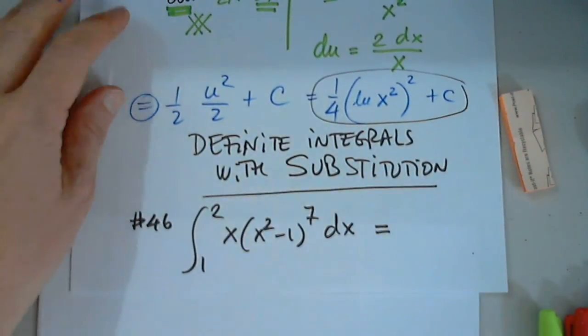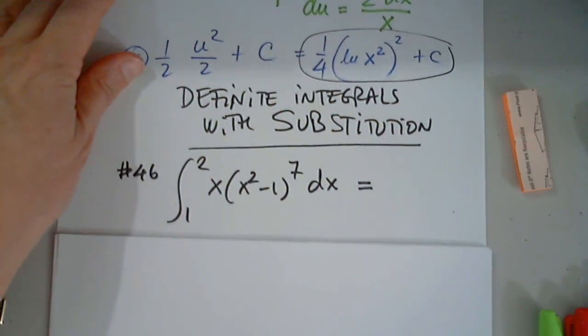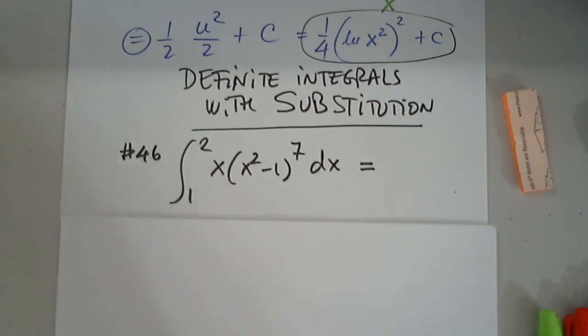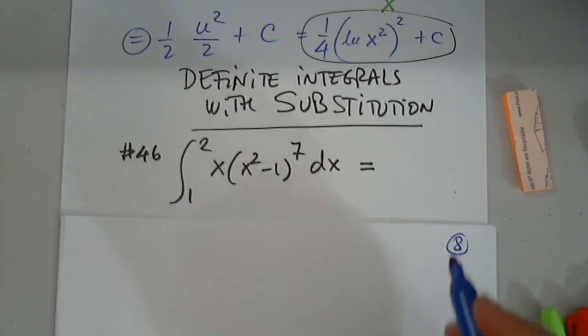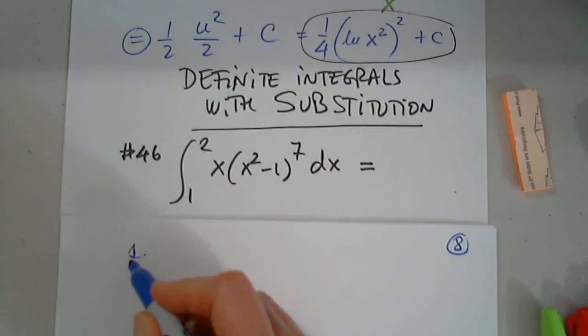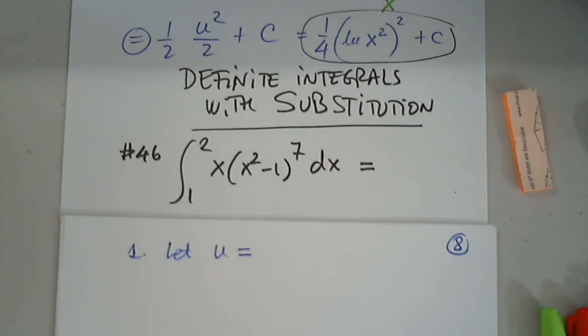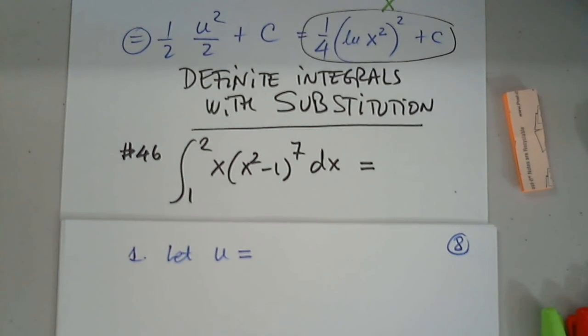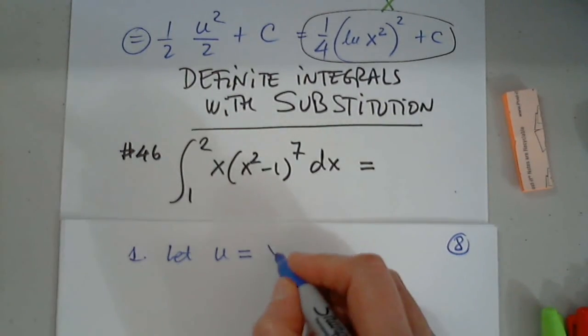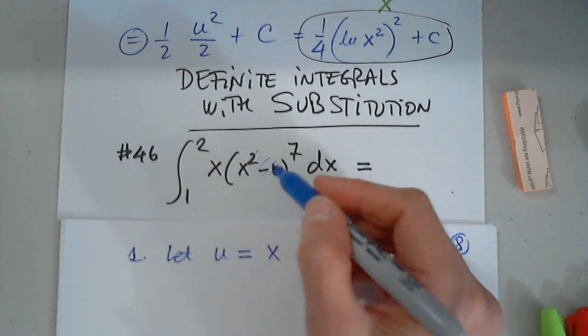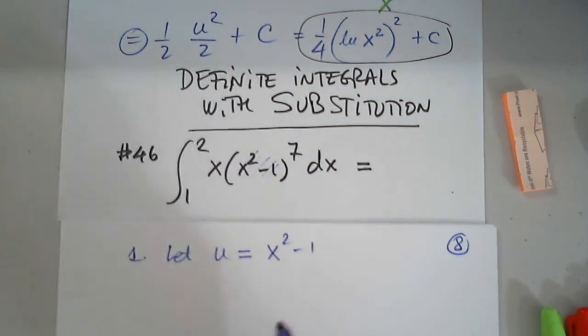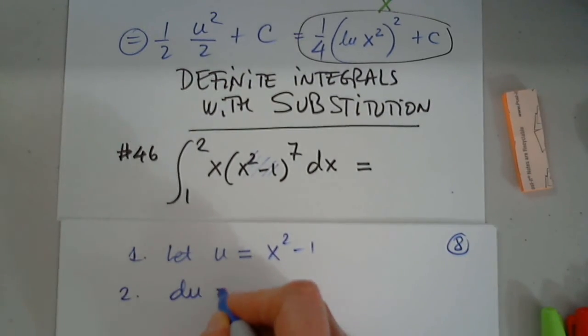Excellent. It's a definite integral. It will be a number. Thank you. Steps. First steps are the same. So let u be, and you tell me what would you let u be? x squared minus 1. Of course. That's what bothers me, inside power 7. But in step 2, I have to have du.